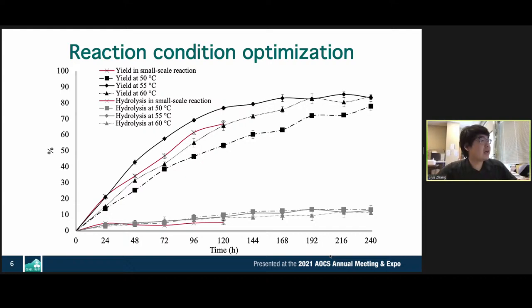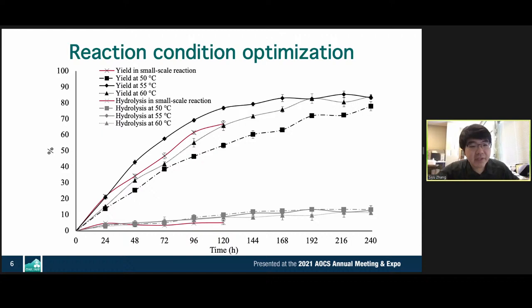The dotted lines show the yield and hydrolysis in our previous small-scale synthesis. Because this is a scale-up reaction, the heat transfer may have changed. So we re-optimized the temperature. Here, 55 showed the highest yield and about the same level of hydrolysis as 50 and 60. So we chose 55 as the optimal reaction temperature.